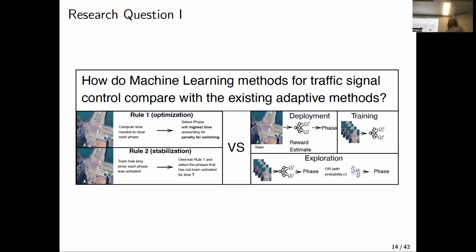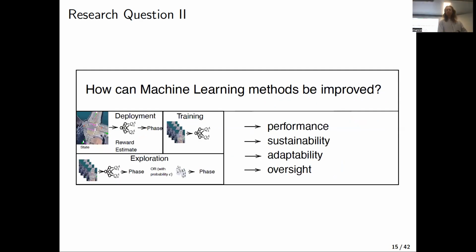But they never compared to existing methods. So I wanted to see how good these machine learning approaches really are when we compare them to what we already have, sort of like the state of the art. And then the second question is, how can we improve them?